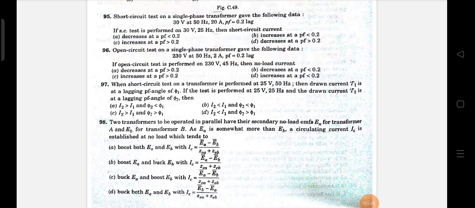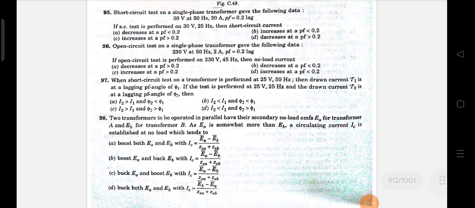From the given two data, frequency will be reduced, right? When frequency is reduced, we already know that B maximum is directly proportional to V by F. When frequency is reduced, maximum flux density increases, which means the excitation current requirement will be high. That means short circuit current also increases. When short circuit current increases, its power factor also increases. So from this 95th question, the answer is that current increases and power factor is greater than 0.2. In the SC test, the power factor always increases.